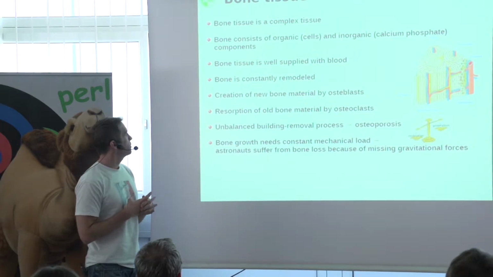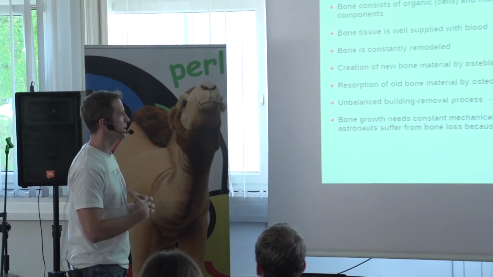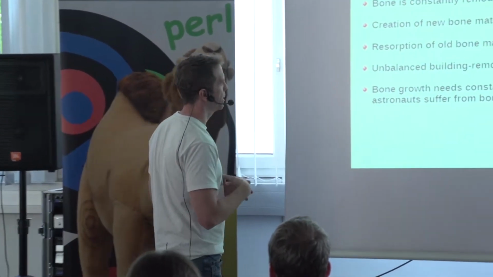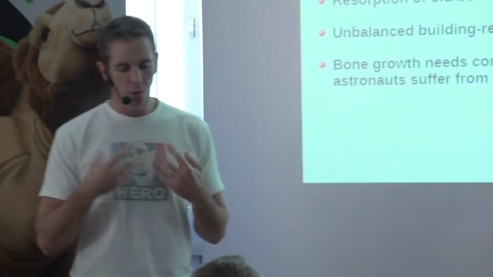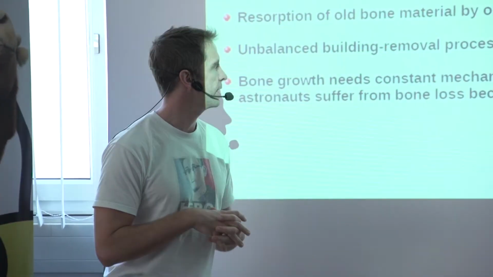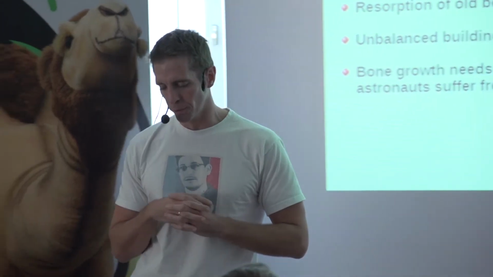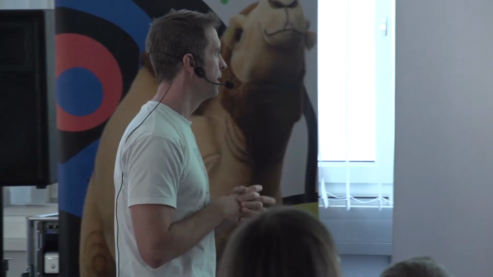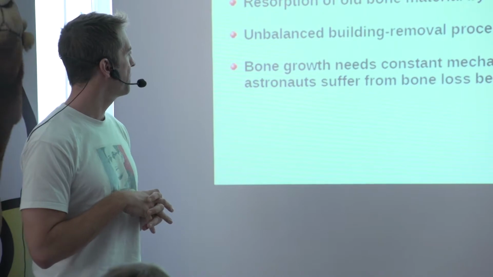Number 3 here is that bone is constantly remodeled. The human body constantly creates new bone material by cells called osteoblasts, and there's a resorption of bone material all the time, all day long, and old bone material is removed by osteoclasts. And if there's any imbalance in this generation and removal process, usually we get osteoporosis, which is a very important issue, especially in elderly people.